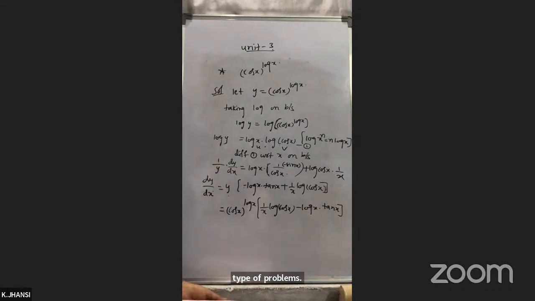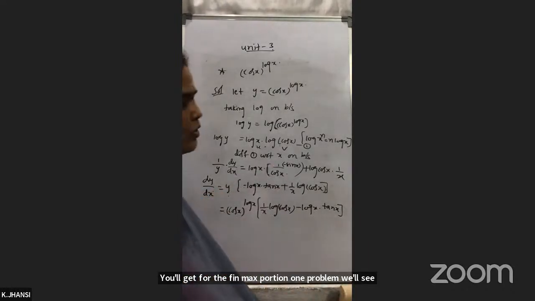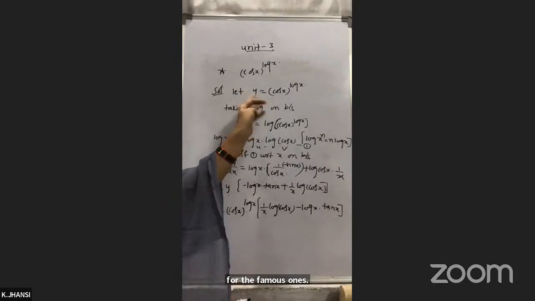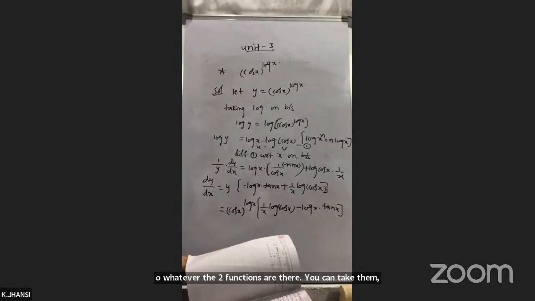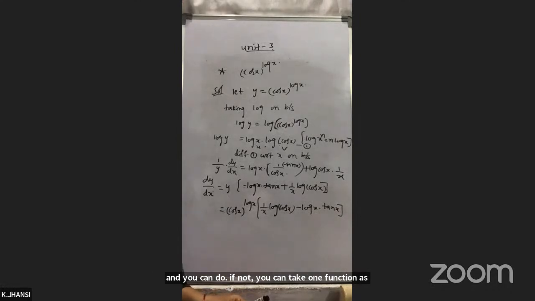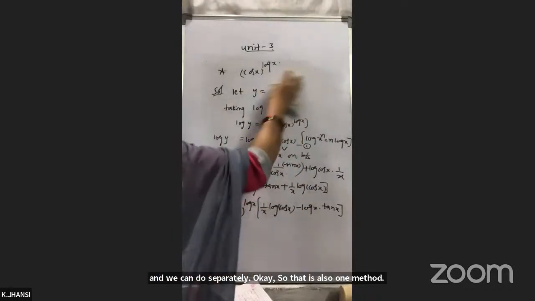Now one problem we'll see for the 10 marks. In a 10 marks problem also, you can do direct differentiation, taking y and directly differentiating whatever the two functions are. If not, you can take one function as u and another function as v, and we can do it separately. So that is also one method. We'll take an example of that.